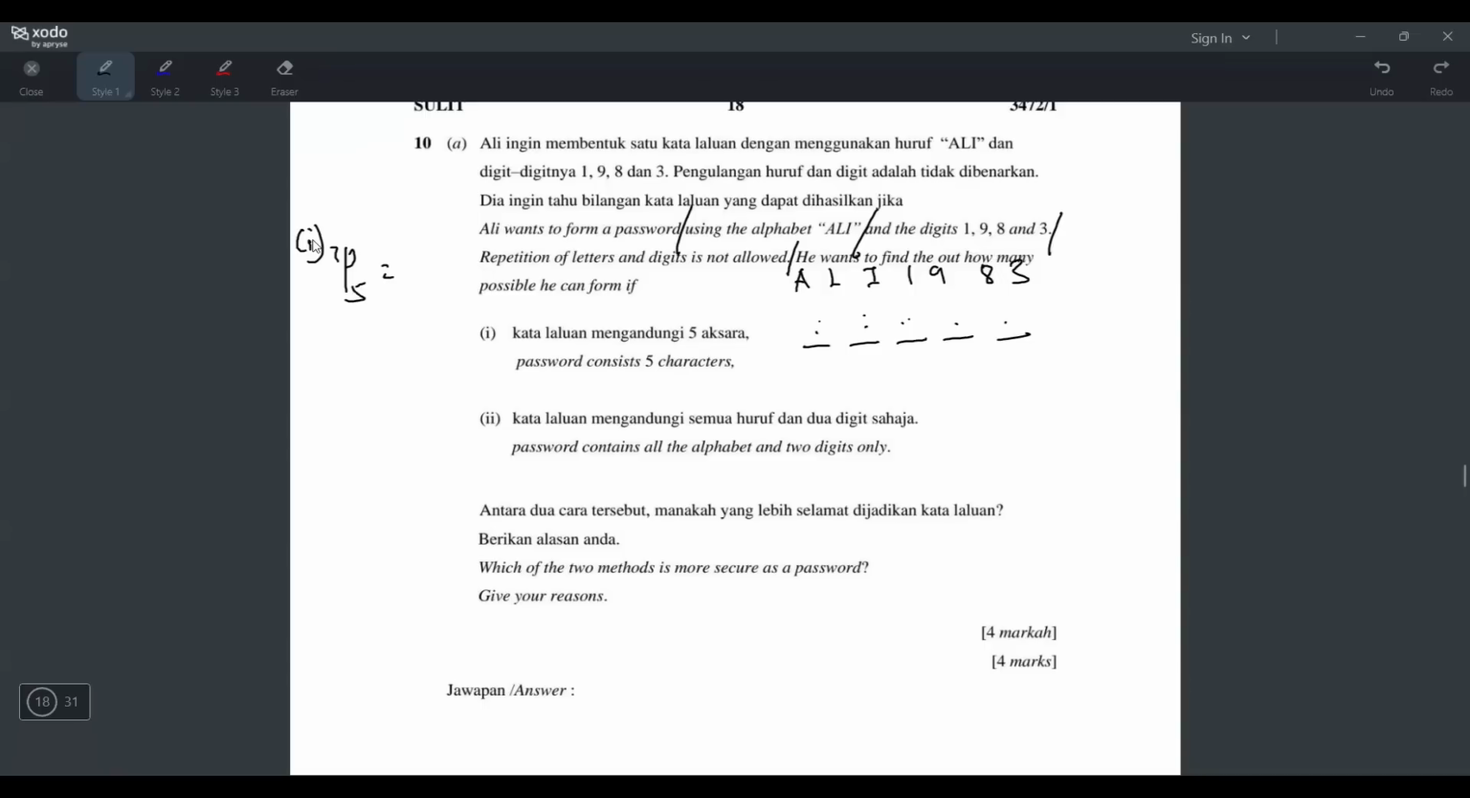Okay, if you press this, what do you get? Let me press 7P5. My calculator gives me 2520. So that's the answer. Okay, let's do B.